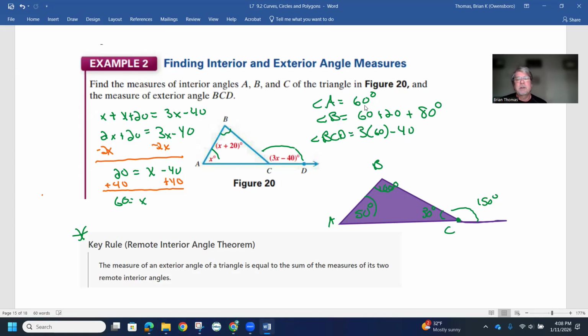But notice how it should be the sum of 60 and 80, so this should add up to 140. So if I do this math here, I should be getting 140. So 3 times 60 is 180. If we subtract 40, we do end up with 140. So the two interior angles are 60 and 80, and they do add up to the exterior angle of 140. Okay, so we have that going on here. I think that would be good enough for our examples on triangles in algebra.